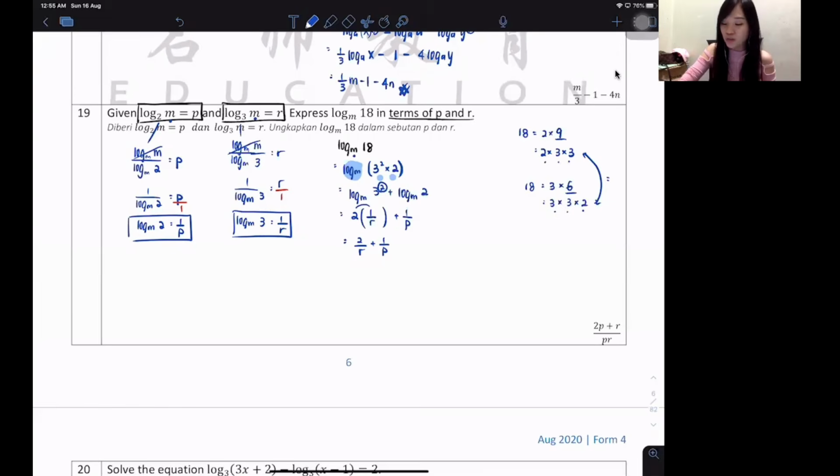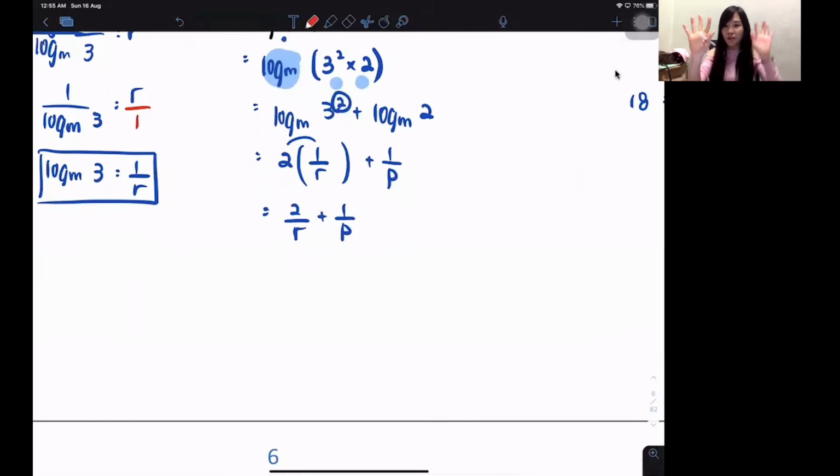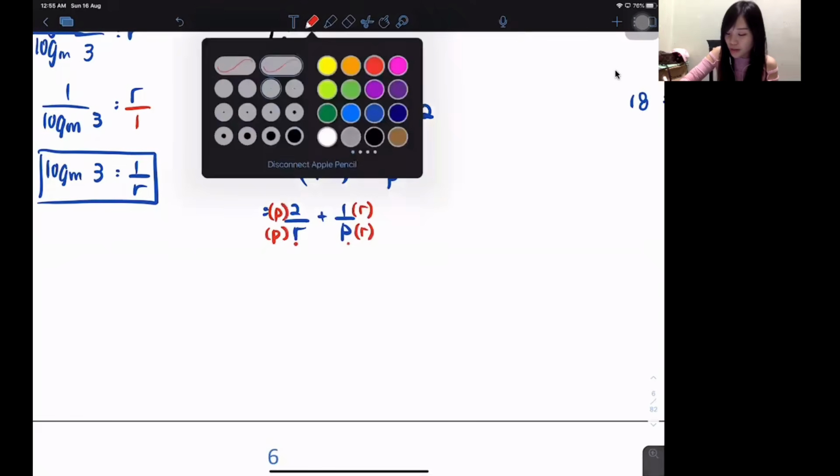Simplest form, that means when you have 2 fractions, you will try to make it 1 fraction. So how do 2 fractions become 1 fraction? You learned in primary school that when fraction and fraction want to combine together, they must share the same denominator. So my denominator is R. I don't have the P, times P. Bottom times P, top also times P. Same for the P side. You can times R. Bottom times R, top also times R.